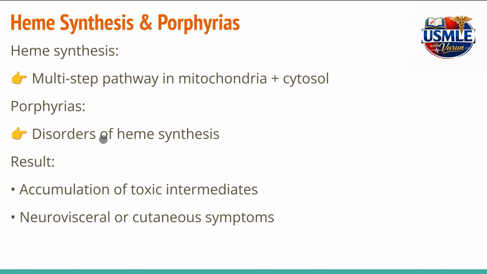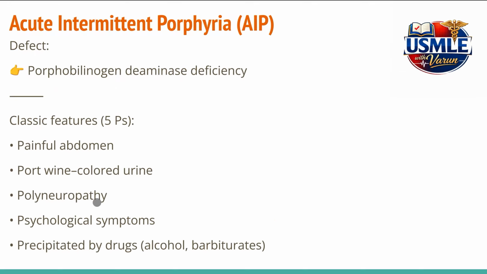First, let's begin by discussing heme synthesis and porphyrias. Heme synthesis occurs in a multi-step pathway in the mitochondria and cytosol, and porphyrias are related to the disorders of heme synthesis. Accumulation of toxic intermediates could eventually lead to neurovisceral and cutaneous symptoms. So these constitute the features of porphyrias.